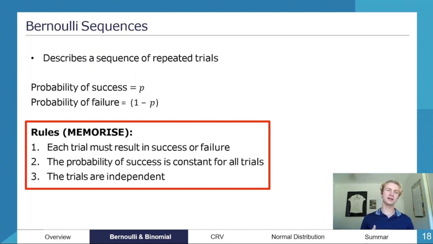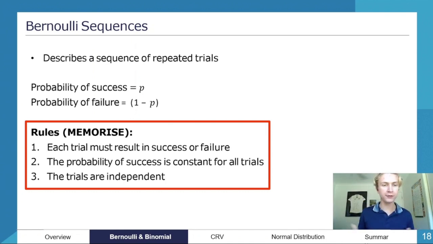So, Bernoulli sequences describes a sequence of repeated trials. And one thing to note is Bernoulli sequences are always success and failure. That is essentially what is going on here. We're talking about a success and a failure. The probability of success is P. The probability of failure is 1 minus P, because there's only success and failure. And remember that the probability of all outcomes has to add up to 1. So what does that mean? That means that if the probability of success is 0.2, well, that means the probability of failure is 0.8, because there's only 2. It's got to add up to 1.